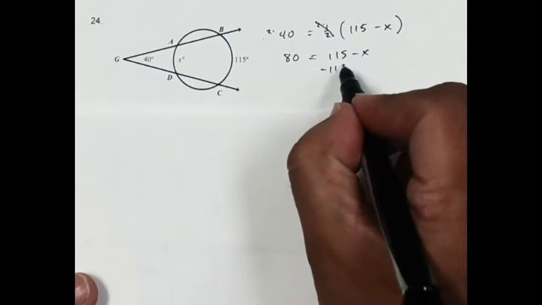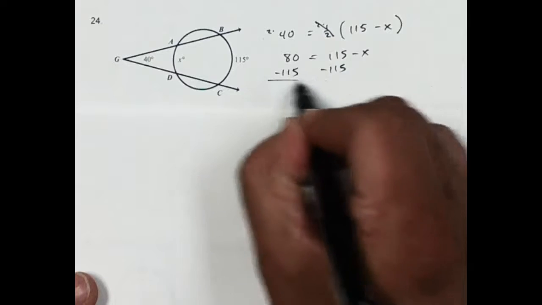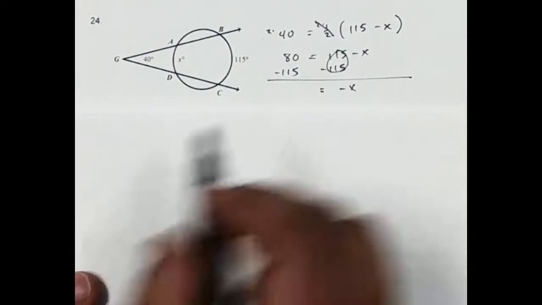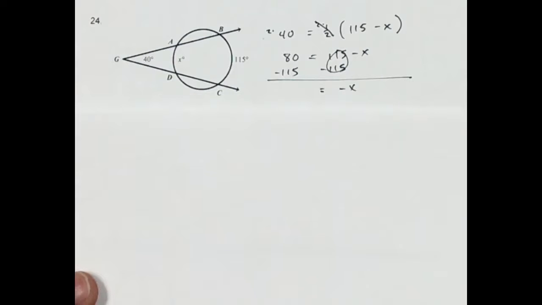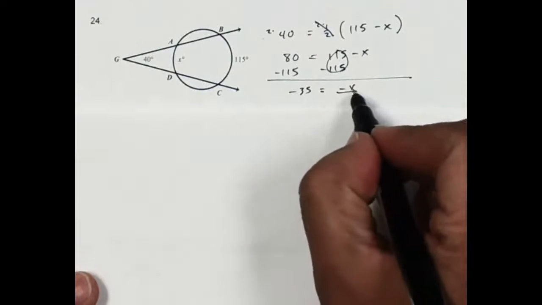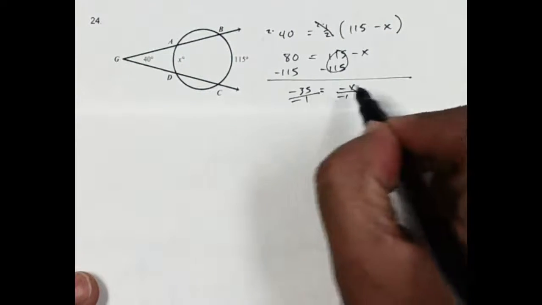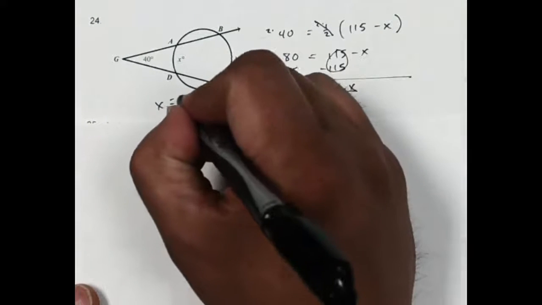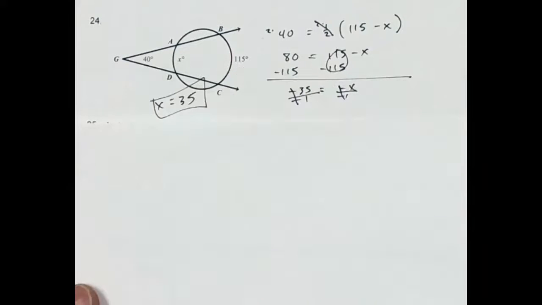Now I'm going to subtract the 115 from both sides. That's 0. I have a negative x. So I want 80 minus 115. That's going to be a negative 35. So technically I'm going to divide by a negative 1 to kind of cancel out the negatives. So that tells me that x is equal to 35 on number 24.